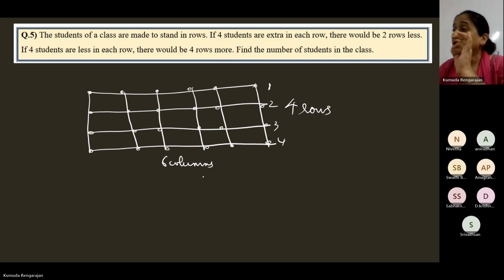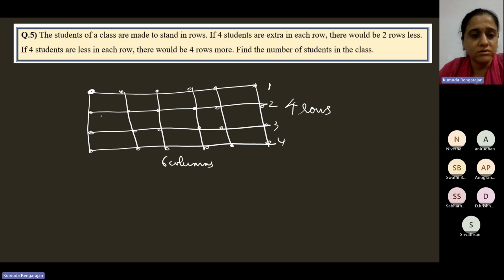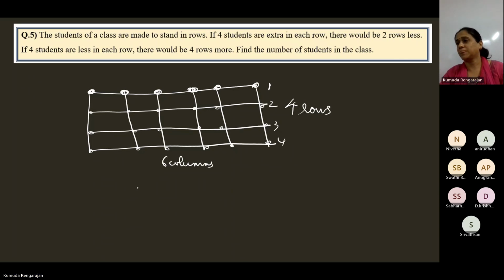Now, there is another way of expressing columns. Number of students in each row. Let's count the number of students in each row. How many students are there in each row? 1, 2, 3, 4, 5, 6. There are 6 students in every row. And the 6 is also the number of columns, right? So the number of students in each row is the same as the number of columns.